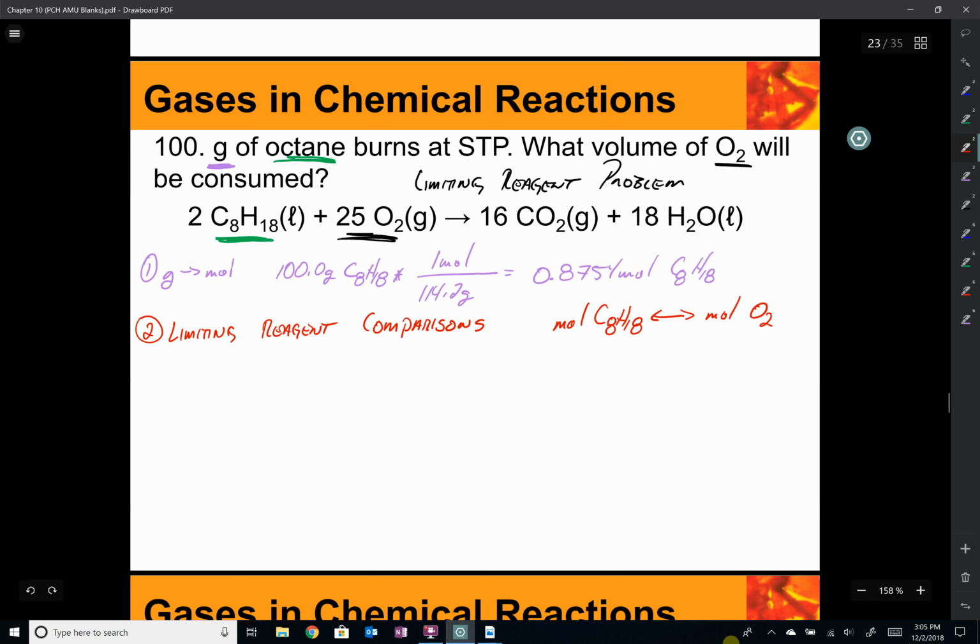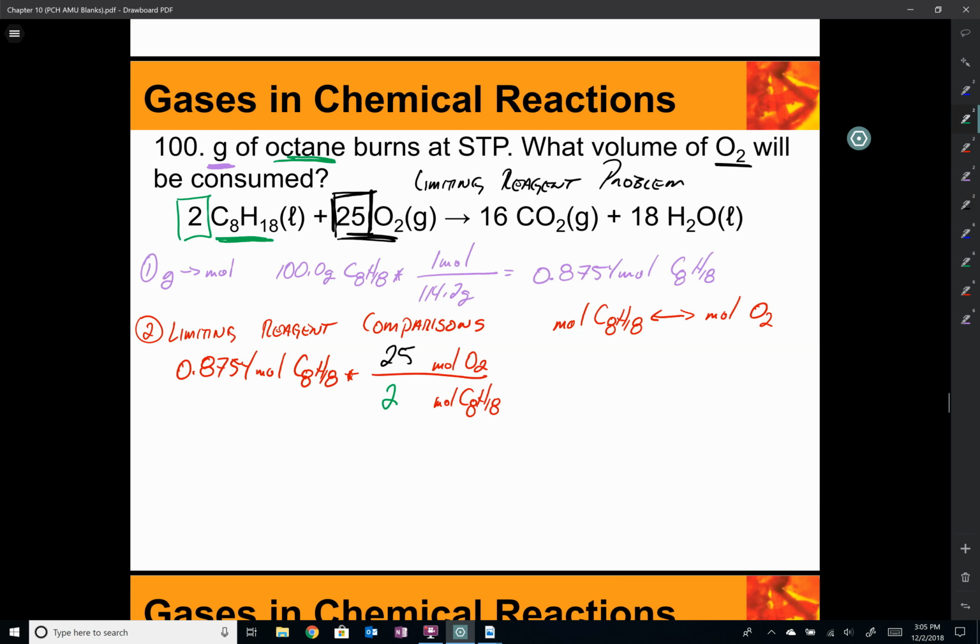So here's how it looks. 0.8754 moles of octane. We convert moles of octane into moles of O2. 25 up here, and 2 here. For every 2 moles of octane, we consume 25 moles of O2. And if we do that math, we will end up with 10.94 moles of O2.